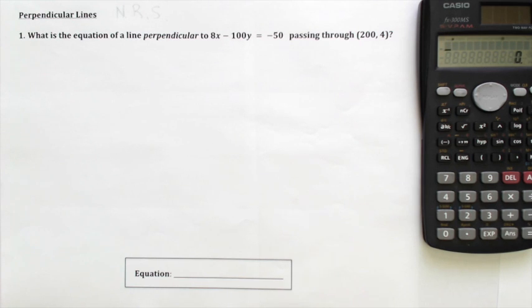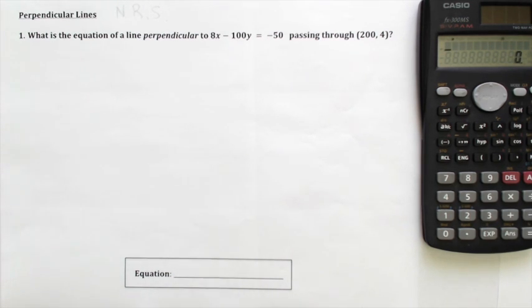Hey guys, we just watched a video on perpendicular lines, and so we're going to take a look at our first question for perpendicular lines, which says: what is the equation of a line perpendicular to another line whose equation looks like 8x minus 100y is equal to -50, and that perpendicular line passes through (200, 4).